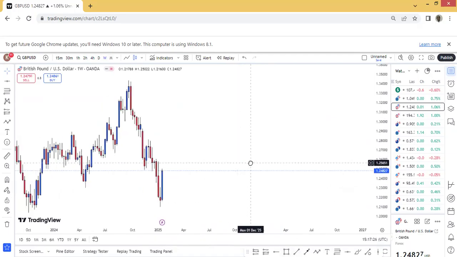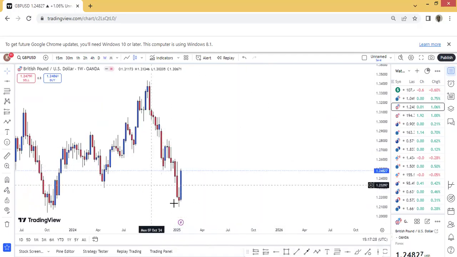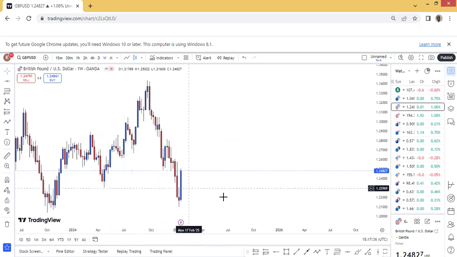On the weekly, this has also given us a very nice bullish engulfer. So it's fair for us, even by just looking at this, to anticipate some buys. But let's go into it.